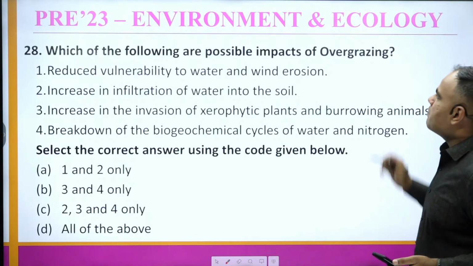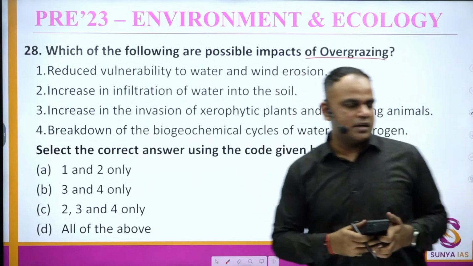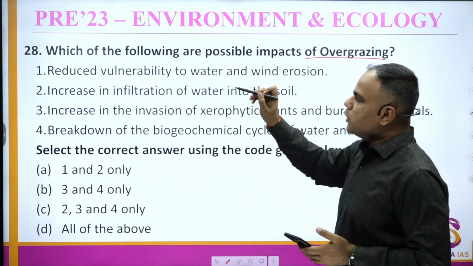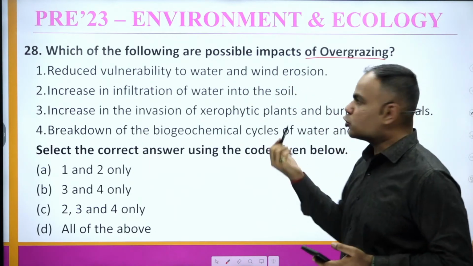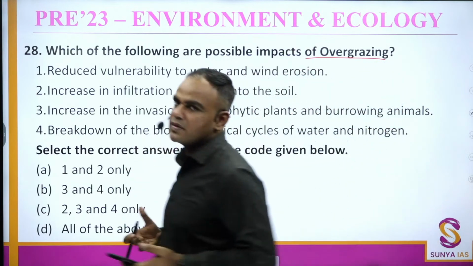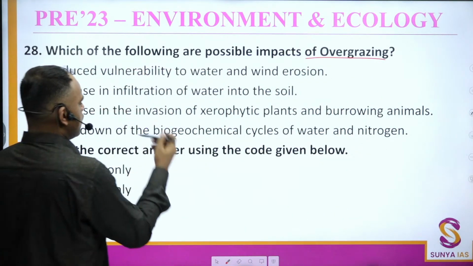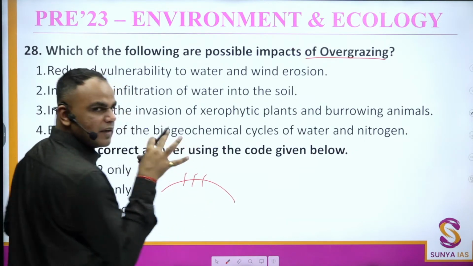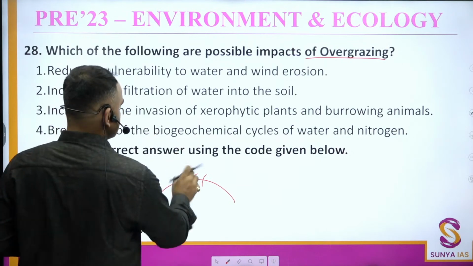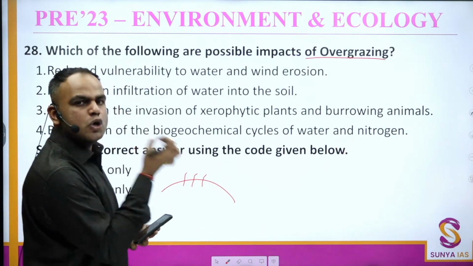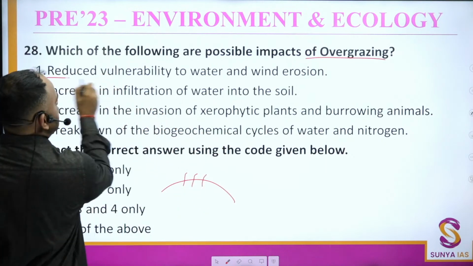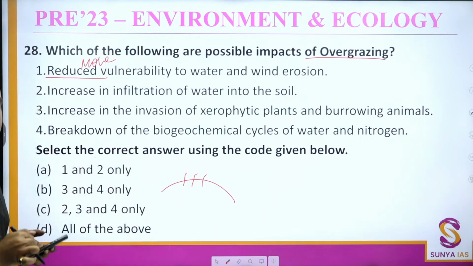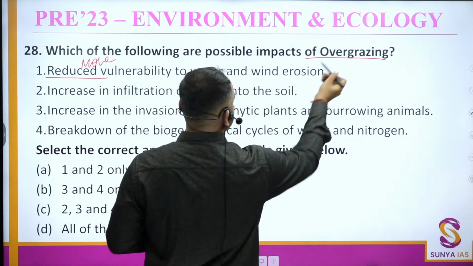Now, what are the possible impacts of overgrazing? At least four statements are mentioned here. Basically, first, reduced vulnerability to water and wind erosion. Now let's see, if there is more overgrazing, the mulch, vegetation, and all this cover will not be present. This will be removed. So the topsoil is very prone to erosion. So there is not reduced vulnerability; there will be more vulnerability. It will be very vulnerable to wind and water erosion. So this becomes wrong.